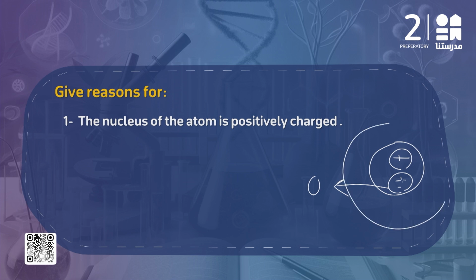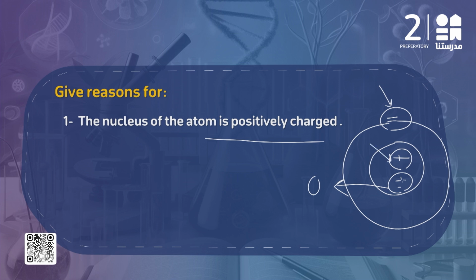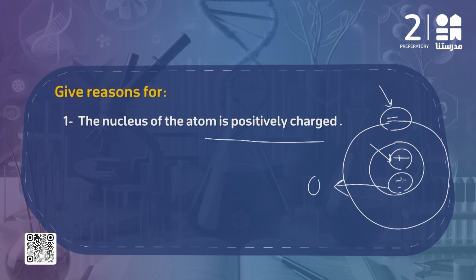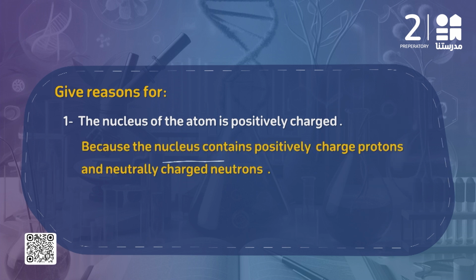But in another question it might say why the atom is electrically neutral. That is completely different from this part. When it says the atom is electrically neutral, I would say because it has an equal number of electrons and protons. So we must distinguish carefully what the question wants as we read, so we can determine which answer is suitable. Let's start checking the answer: because the nucleus contains positively charged protons and neutrally charged neutrons. The neutrally charged neutrons don't affect, because their charge equals 0. So the overall charge of the nucleus goes to the protons.